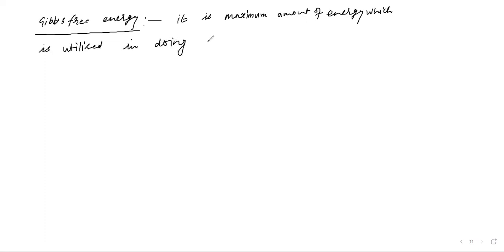Gibbs free energy. So what is the definition? It is the maximum amount of energy which is utilized in doing useful work. It is the maximum amount of energy which is used in doing useful work. Can you understand this?